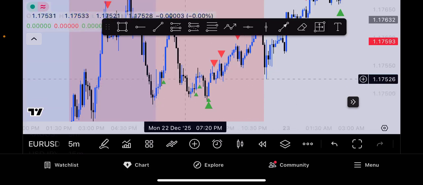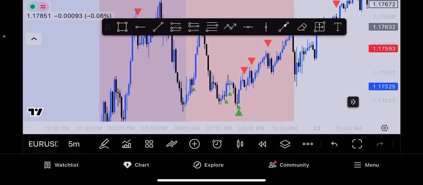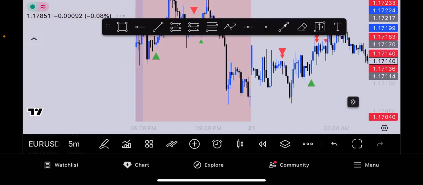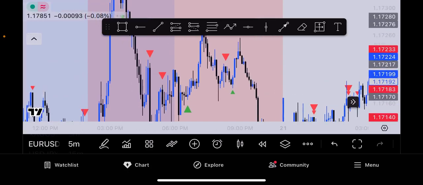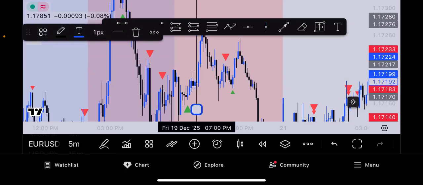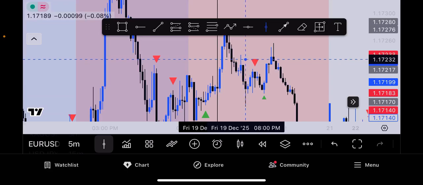Okay, so this is a selling trade right here as well. I want to talk about a buy trade. Okay, I'm looking for a buy trade. Now this is a buy trade right here. So this is 7 o'clock and this is 8 o'clock.